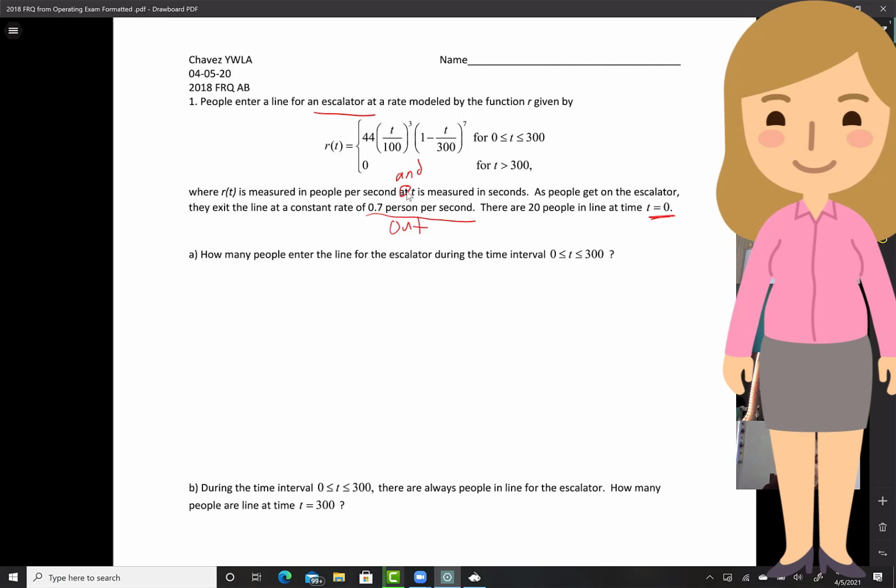All right, guys, do we understand what's going on right now with this right here? All right, letter A. How many people enter the line for the escalator during the time interval 0 to 300? Well, it tells me up here, people enter a line, and this is the rate that it's modeled by people per second. So think about it. If I want to know how many people enter, people per second times second is people. So all I got to do is find area under the curve of which one? Of that one. So letter A, I hope did everyone do this? 0 to 300 of R of T.